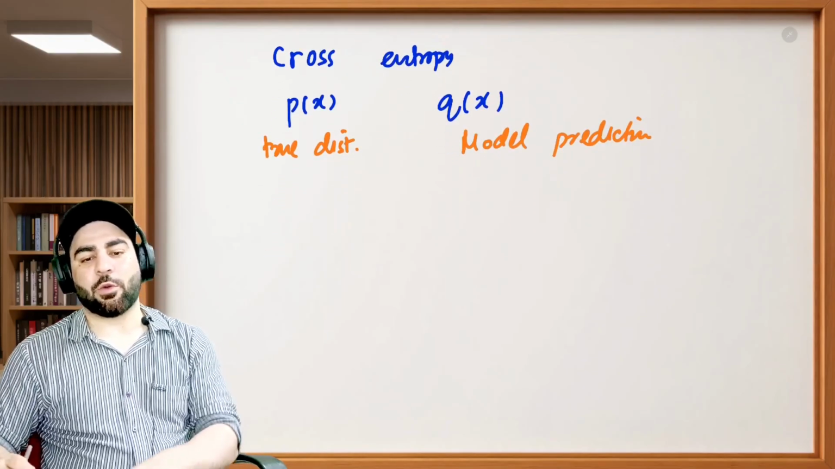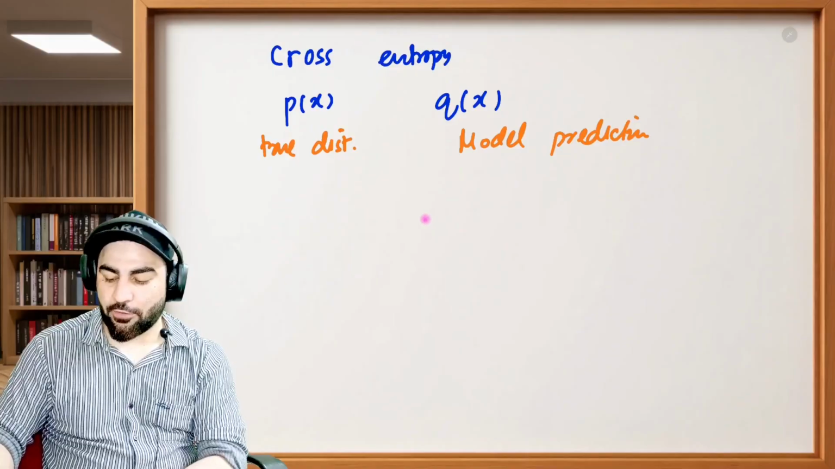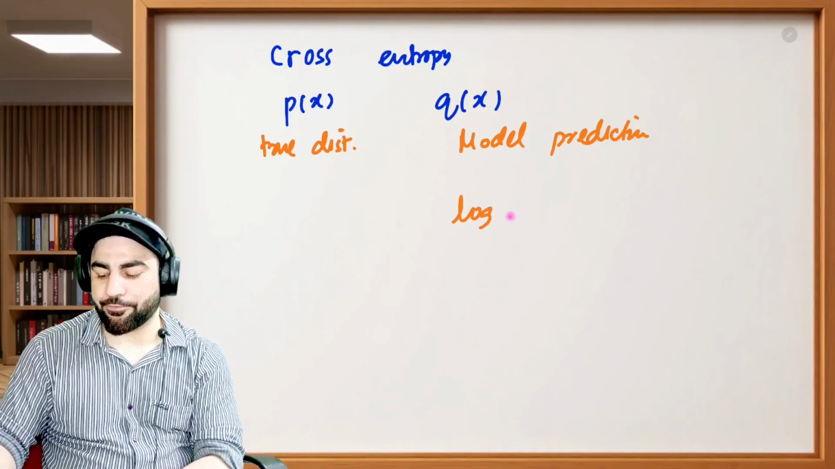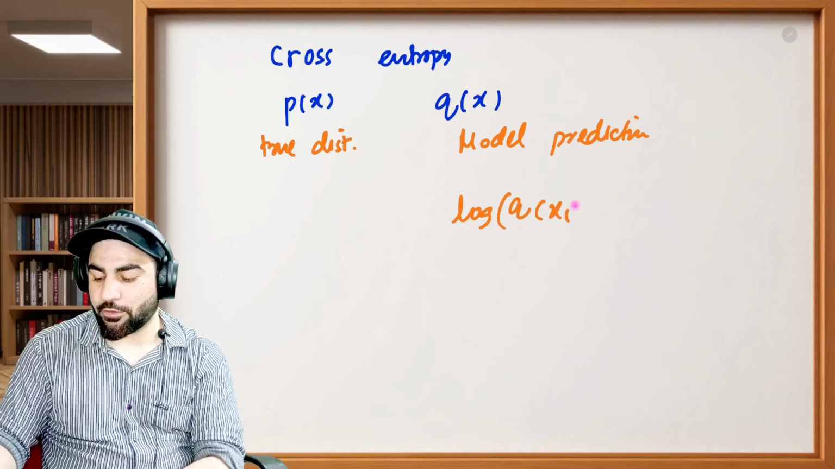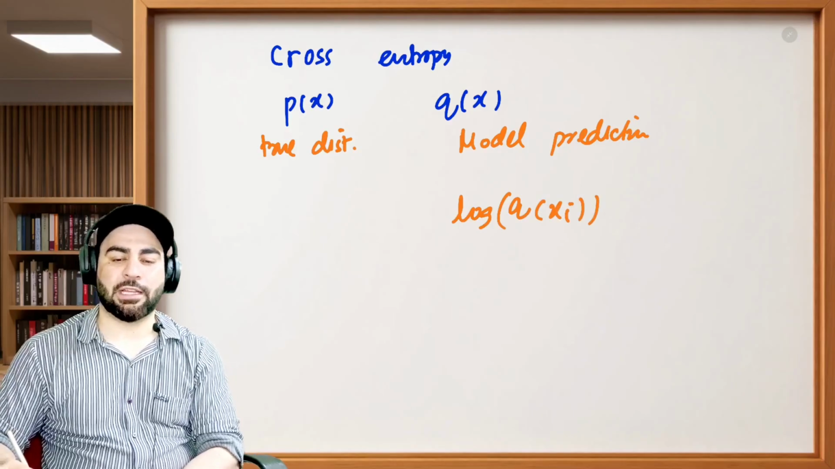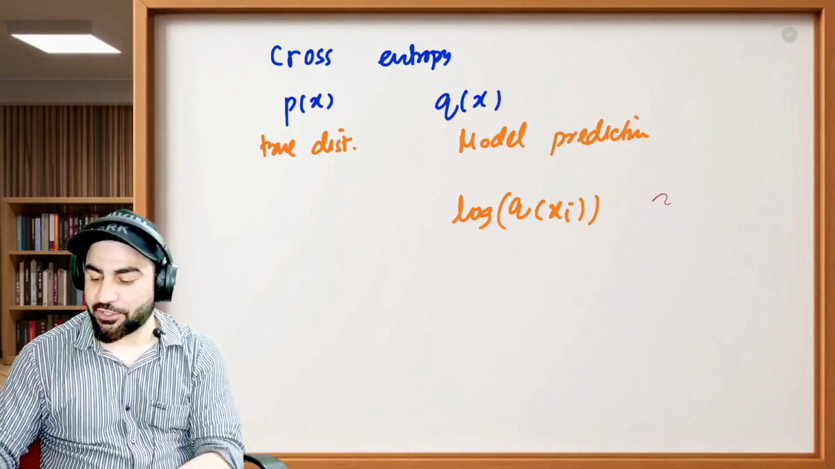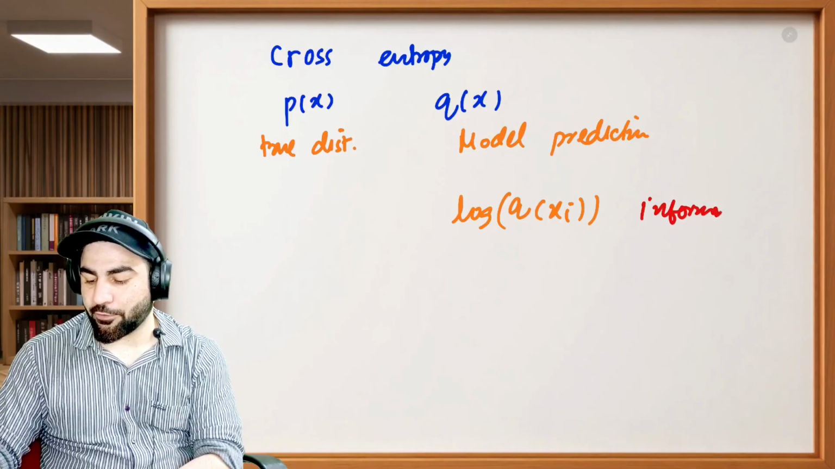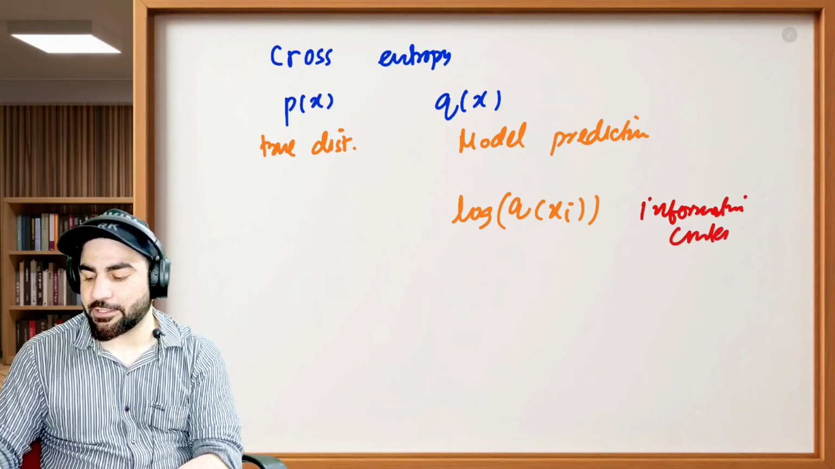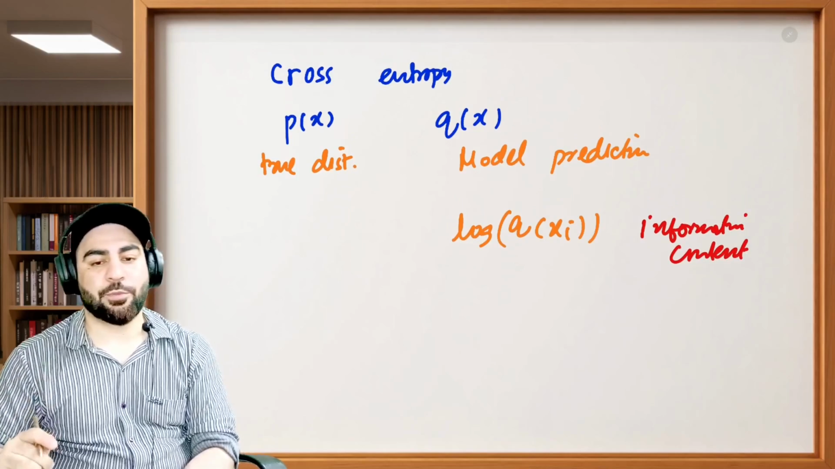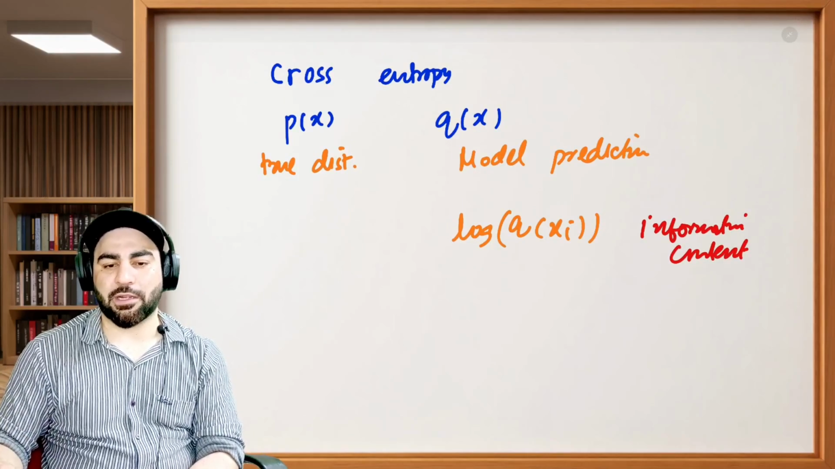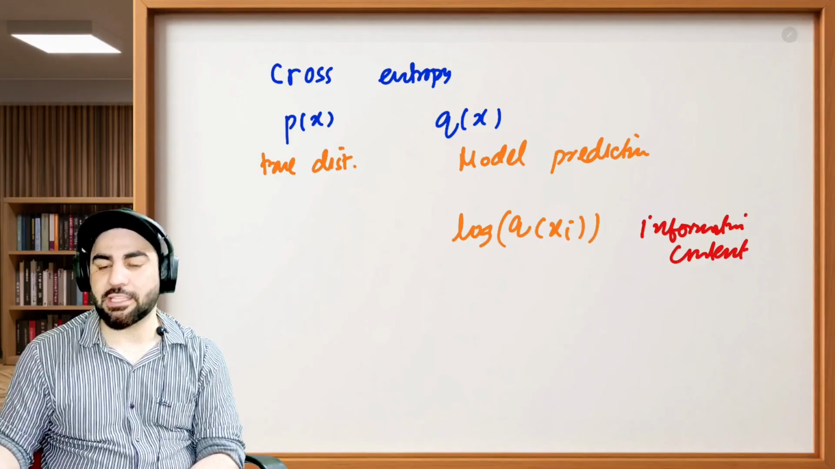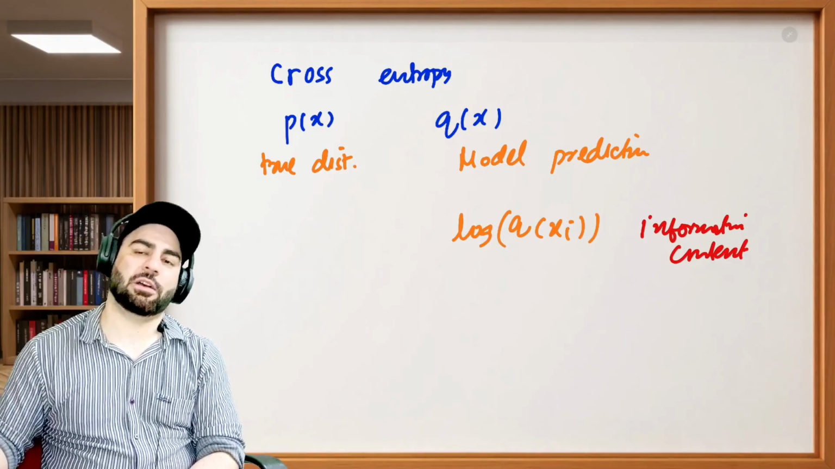And now you know what the code length is. So if I apply log of qi, this will be the code length, basically the information content in this. So P of x is the true probability, and Q of x is the model predicted, and this log of Q of x is the information content based on what the model is predicting.